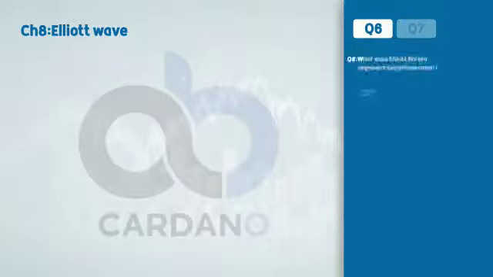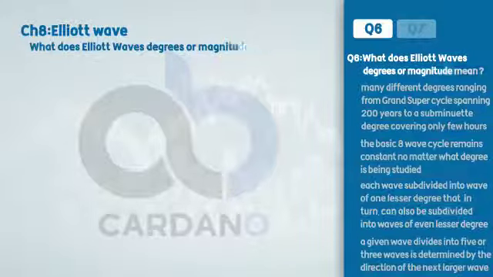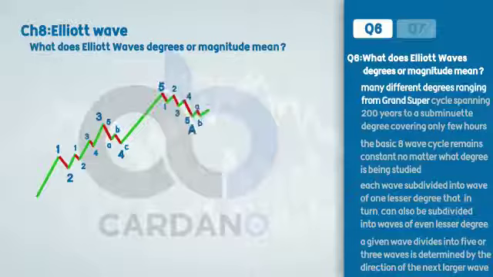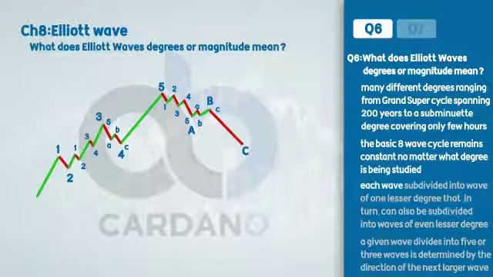Question number 6. What do Elliott Wave degrees or magnitude mean? The answer is many different degrees, ranging from grand supercycles spanning 200 years to a sub-minute degree covering only a few hours. The basic 8-wave cycle remains constant no matter what degree is being studied. Each wave is subdivided into waves of one lesser degree that, in turn, can also be subdivided into waves of even lesser degree. Whether a given wave divides into 5 or 3 waves is determined by the direction of the next larger wave.